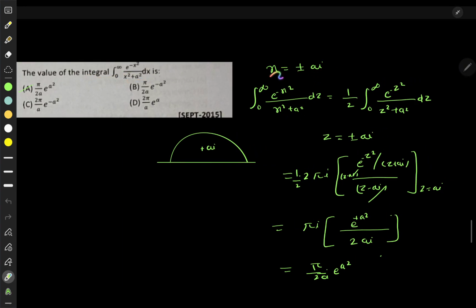Here is the function. So x equal to plus minus a are the problematic points, and it is 0 to infinity, but we define minus infinity to plus infinity, so it will be 1 by 2 of this integration. So at z equal to plus a iota, the problematic point, same 2 pi iota and sum of residues. So 2 pi iota and sum of residue: z minus a iota cancelled out, and it will be left out in the numerator. Put z equal to a iota, so e raised to the power minus a square, and 2 a iota will be in the denominator. So it is explained here as pi by 2a e raised to the power minus a square.